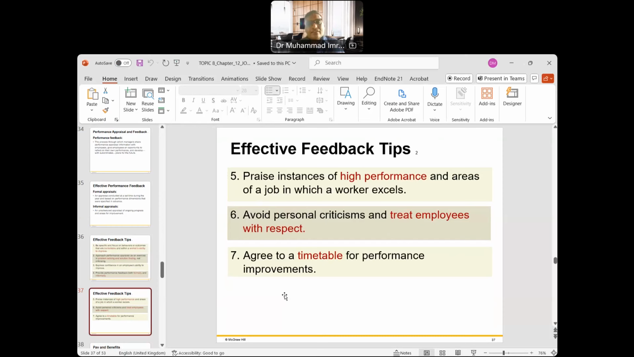Avoid personal criticism and treat employees with respect. We must be respectful and not criticize them. Agree to a timetable for performance improvement. You must give them time, and also must agree. This is a specific time for you to improve your performance. If you have any issue, please improve and control that.